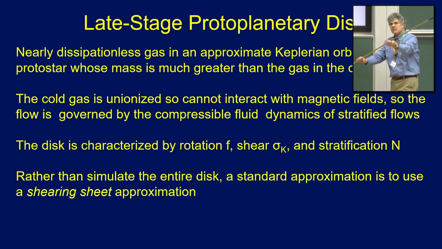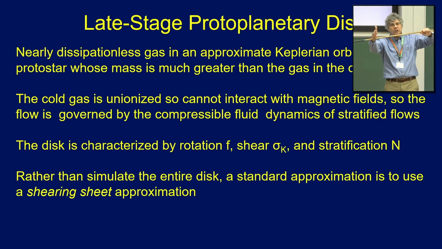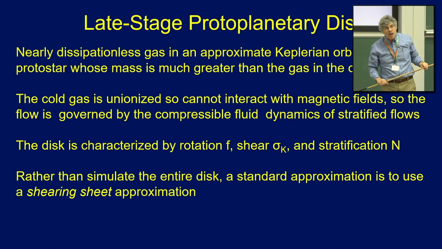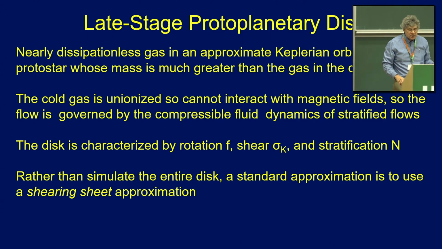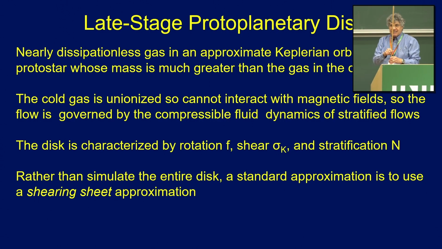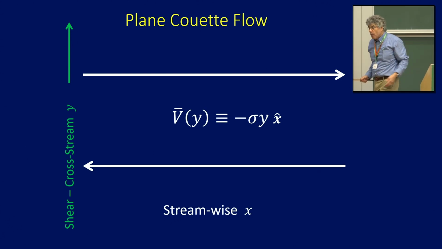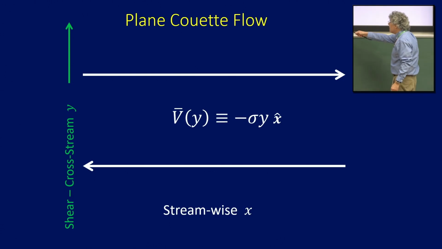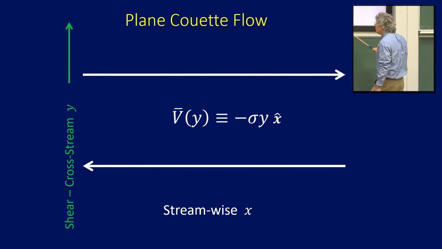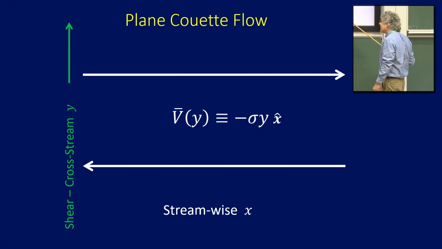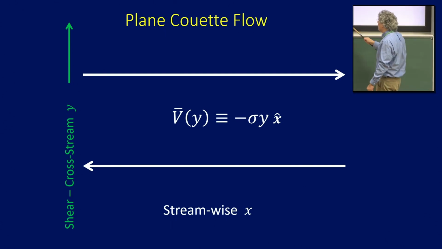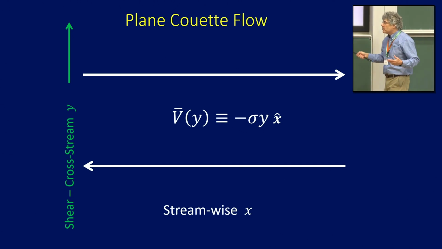Rather than simulating the entire disk, I just want to look at a little portion of that disk and explore the shearing, rotating, stably stratified flow there. That's a very standard approximation called a shearing sheet approximation. The advantage is it allows you to put some boundary conditions in the radial direction. Okay, but the idea is basically it's plain Couette flow at the lowest level. So plain Couette flow, right? You've got a linear shear. This is my streamwise direction x, though astronomers call it y. We won't go there. So there's this linear shear here, sigma, and we want to explore the physics of that.